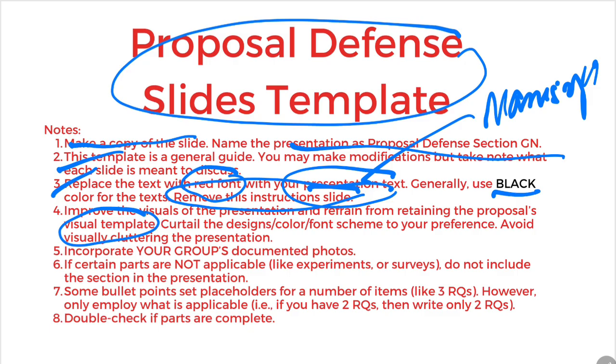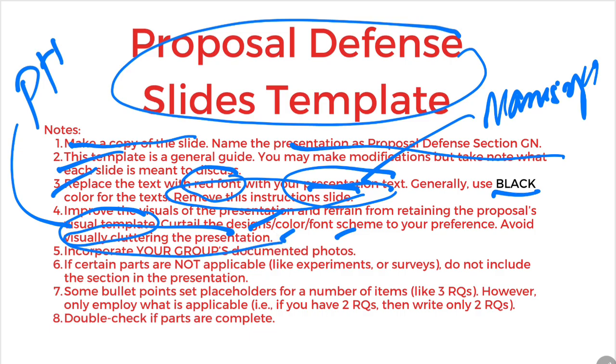Improve the visuals of your presentation and refrain from retaining the visual template. As I've mentioned earlier, the visual template is just a placeholder. So this placeholder should be replaced by your own choices for designs, color, and font scheme. However, please avoid visually cluttering the presentation. Instead, you might want to incorporate your documented photos. So this is going to be your meetings, your consultations with your research teachers, some initial surveys that you probably have made, or some photos of the locale which you will be researching on.